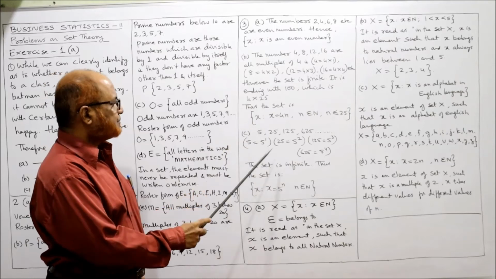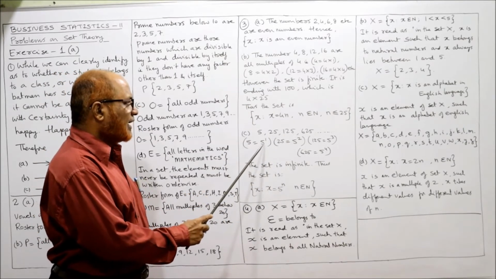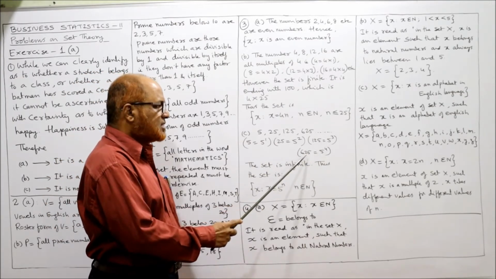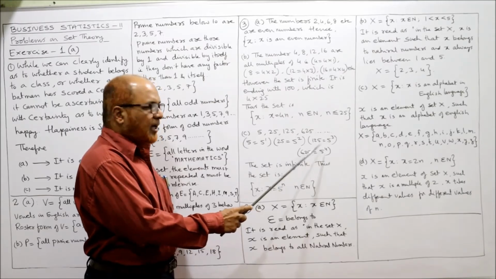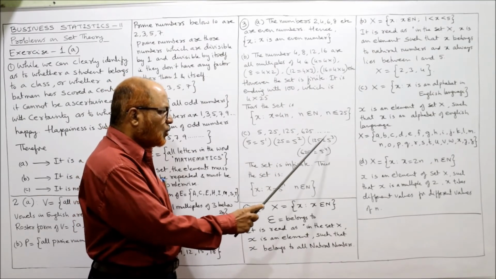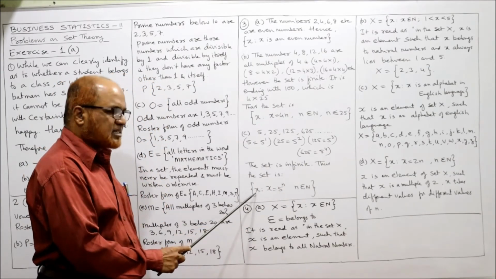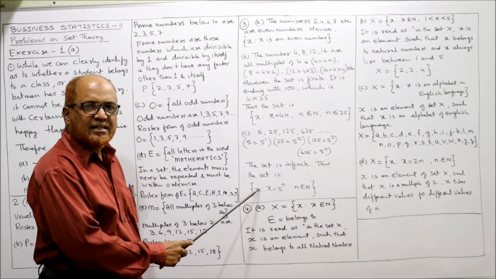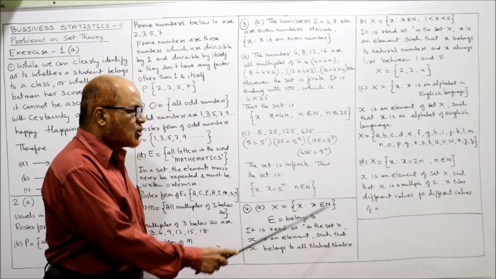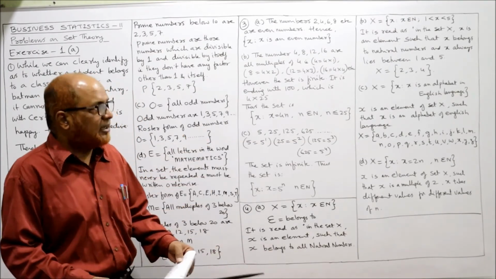So here I have written 5, 25, 125, 625. 5 is equal to 5 to the power of 1, 25 is equal to 5 square, 125 is equal to 5 cube, 625 is equal to 5 to the power of 4. In all these cases, the base is 5, and the powers are 1, 2, 3, 4 like that. So the set is infinite. Thus the set is x, an element of the set such that x is equal to 5 to the power of n, and n belongs to natural numbers. That's it. So we have completed the third problem.